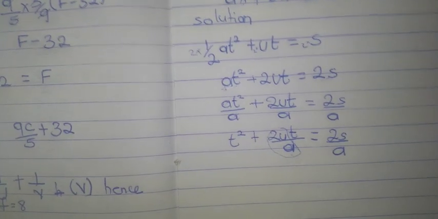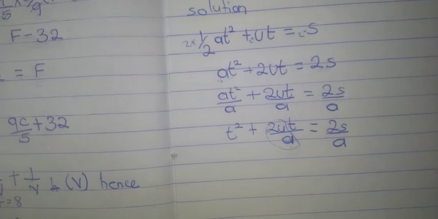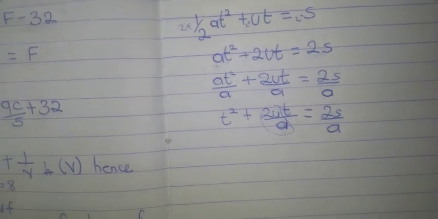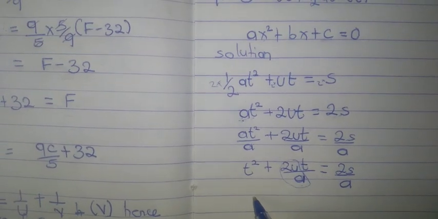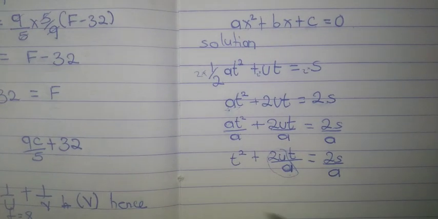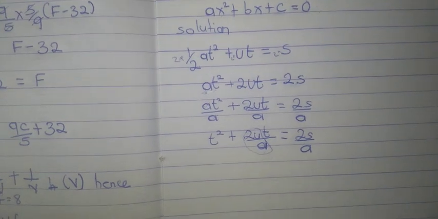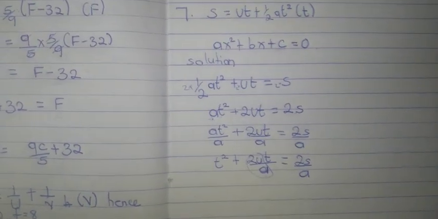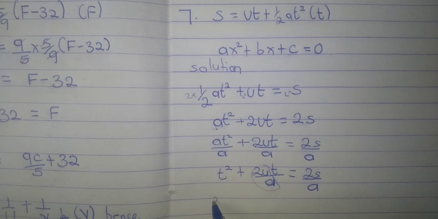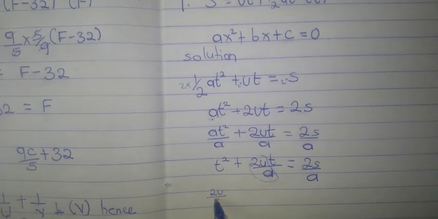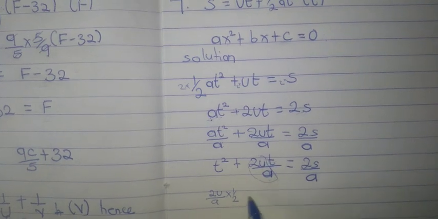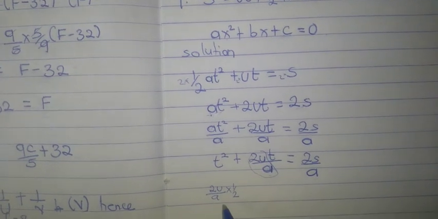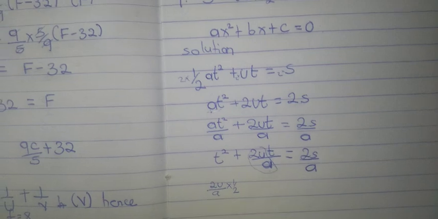So that is our coefficient. Looking at that sum, we obtain the coefficient, which is 2u over a. We multiply it by a half, and we square the answer we get. So our coefficient on t is 2u over a. I multiply it by a half, and after the answer I get, I have to square. I will square that answer.